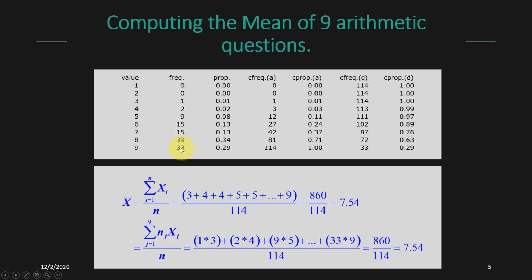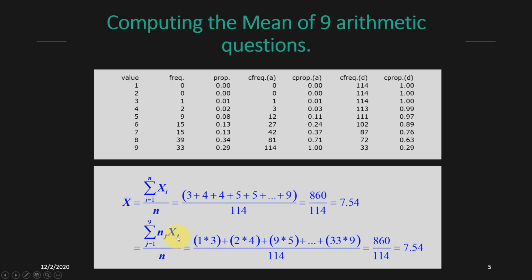or an average score of 7.54. Now, if I already have my data in this nice frequency table, one nice shortcut we can make is we can simplify this by actually just taking the sum of the observations multiplied by the number of observations that there are. So for instance, for the 3s, we only had 1, up in the table up here, so I can do 1 times 3. For the 4s, there were 2, so I can do 2 times 4. For the 5s, there were 9, so I can do 9 times 5, and so on and so forth until I get to the 33 9s that I had on the exam.